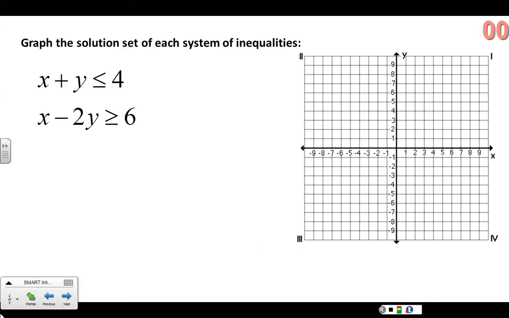So I'm going to graph both lines, and these are both going to be solid lines because you have equal to in both inequalities. So I'm just going to use x and y intercept. X intercept will be 4, y intercept will be 4. So here's my first line.